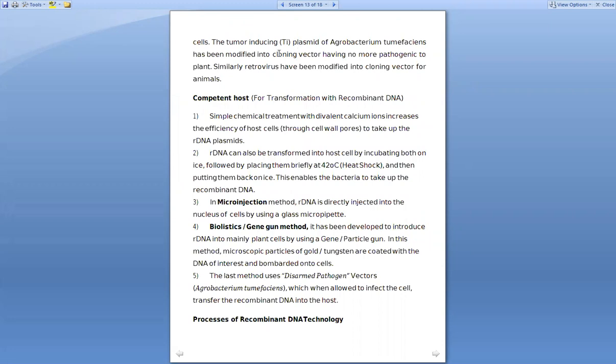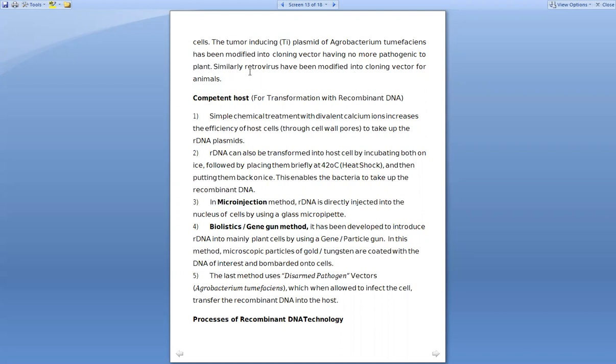Next, the tumor inducing TI plasmid of Agrobacterium tumefaciens has been modified into a cloning vector that is no longer pathogenic to plants, right? There is also the presence of the tumor inducing plasmid. Here the tumor inducing plasmid of Agrobacterium tumefaciens is said to be the TI plasmid. Simply the short form of this plasmid is the TI plasmid, and this is the plasmid of Agrobacterium tumefaciens. Now this TI plasmid has been modified into the cloning vector which is no longer pathogenic to plants. So this TI plasmid does not act pathogenic to the normal plant.